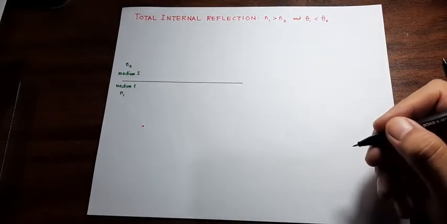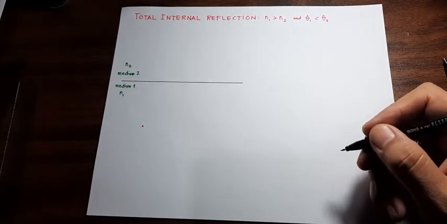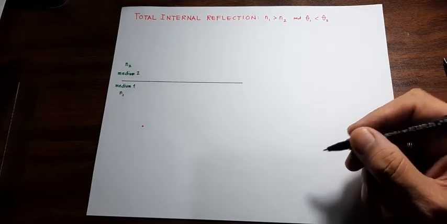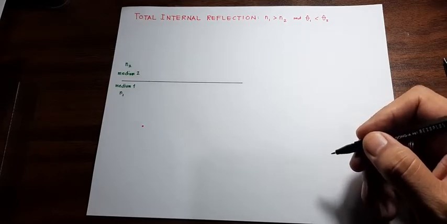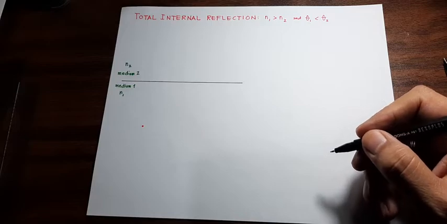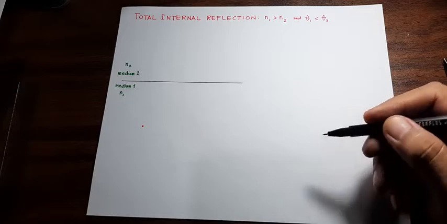This is the second part of our lesson on refraction of light. And in this lesson, we will deal with total internal reflection and how to compute the critical angle.